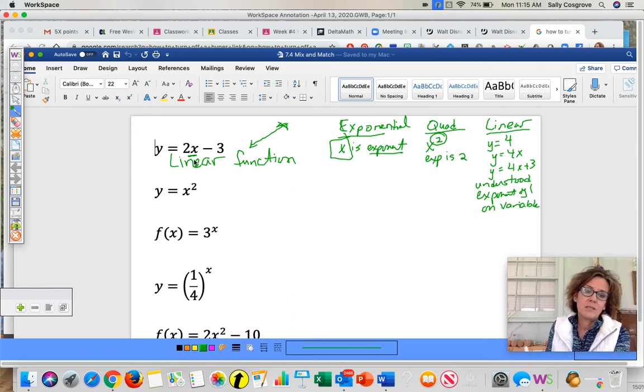Well, let's look. Y equals x squared. Is x the exponent? No, x isn't the exponent. Okay, so what does that mean? Not exponential.